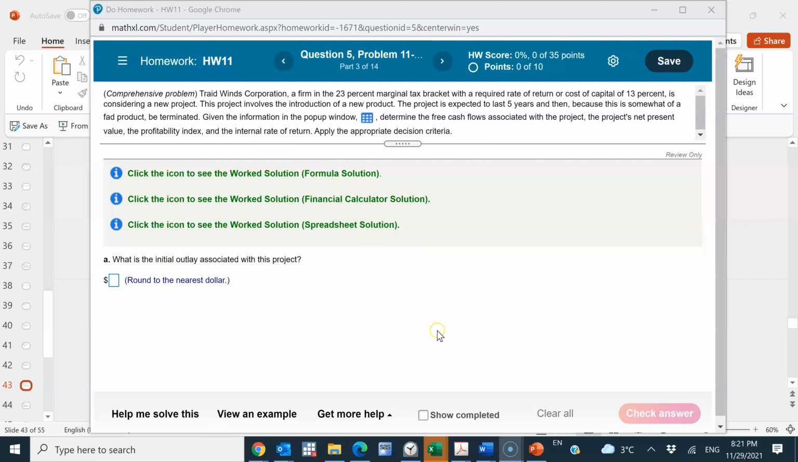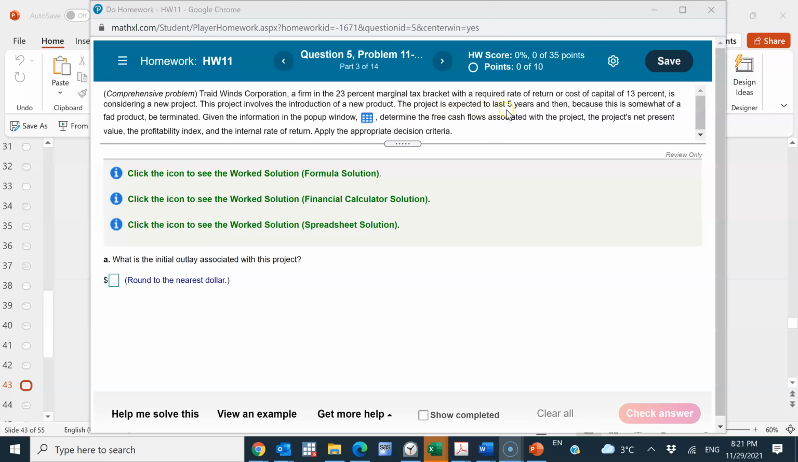This is question number 5 of homework 11 for chapter 11. So this is sort of a comprehensive capital budgeting problem. We know the tax rate, we know the cost of capital, and we also are provided with this window with all sorts of information related to the project.